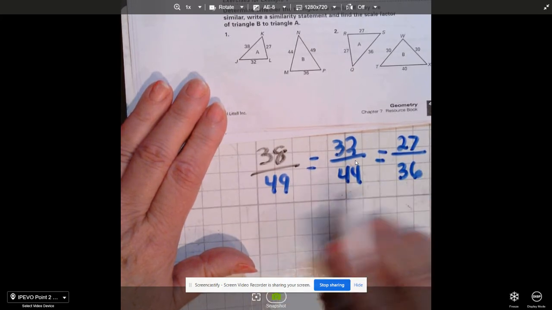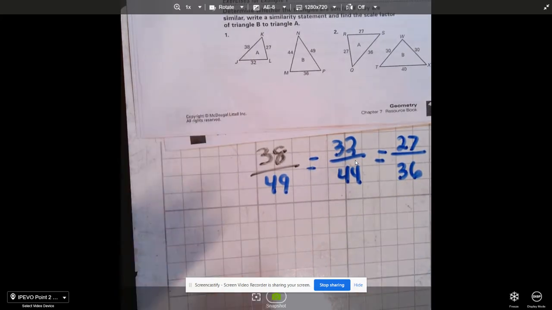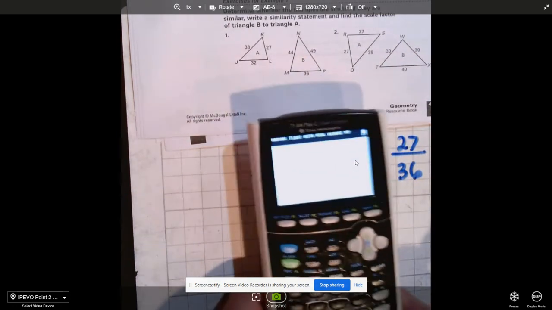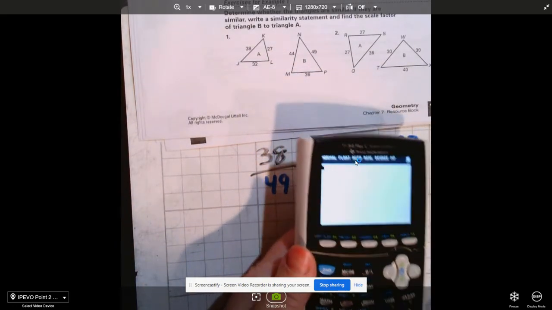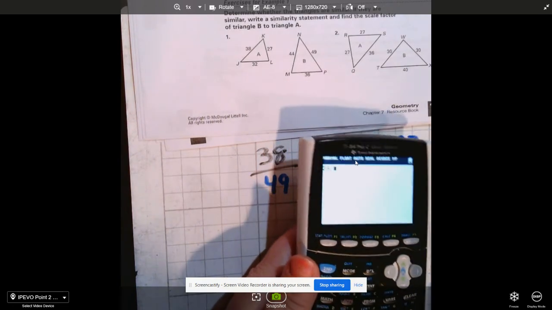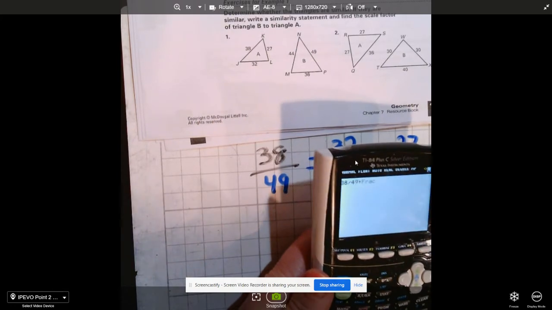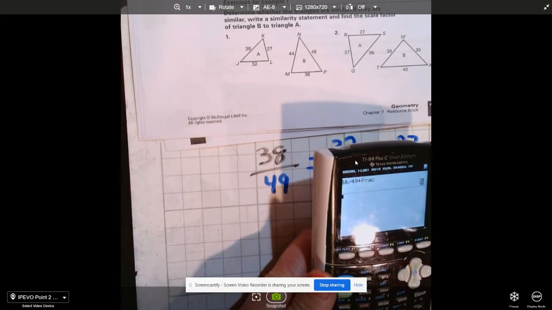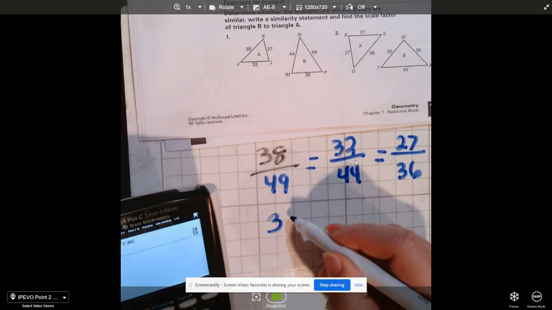If they're similar, each one of these three ratios will reduce down to the same number. The easiest way to do this is in your calculator, though certainly you don't have to; you can do it in your head. I'm going to take the first ratio, 38 divided by 49, and simplify that fraction. That fraction can't be simplified. So 38 over 49 is as simplified as it gets.